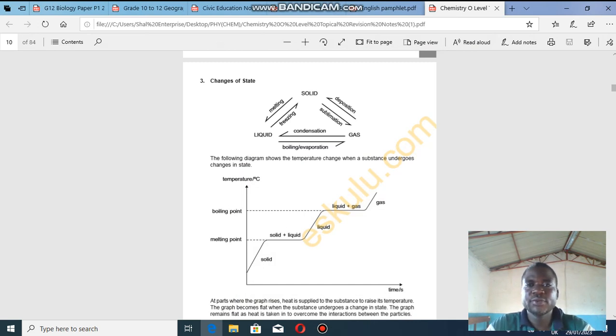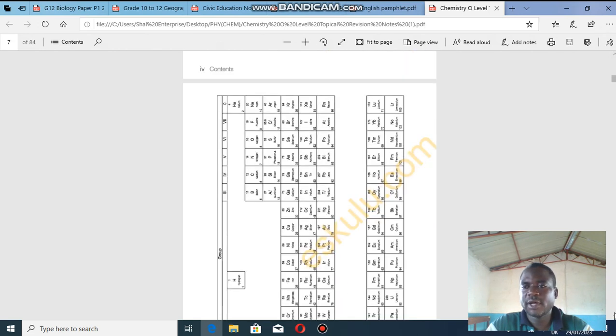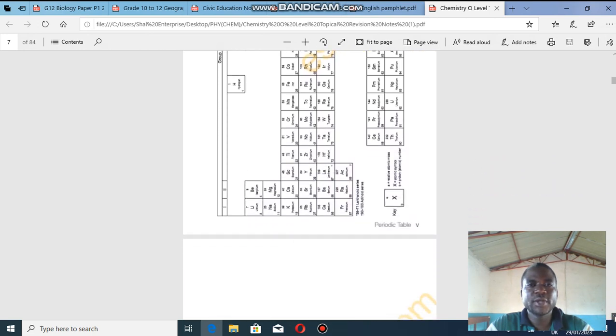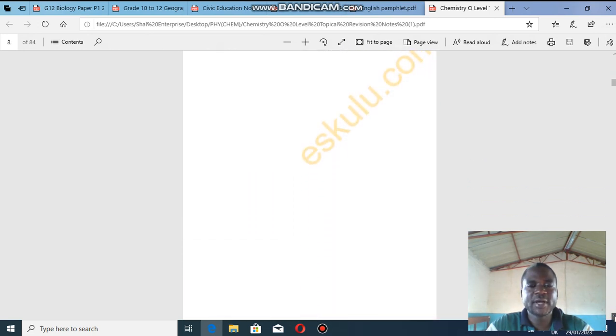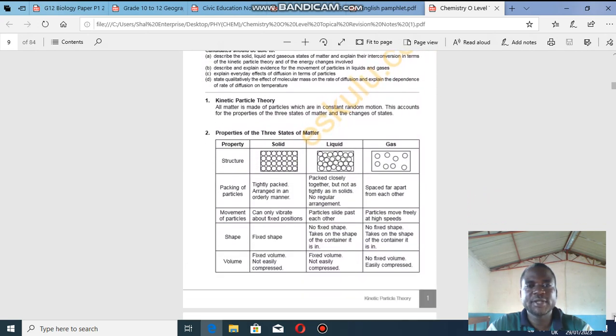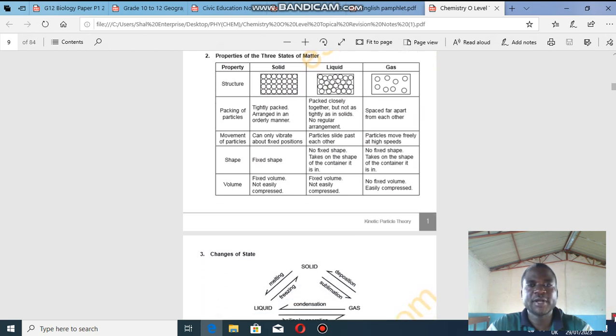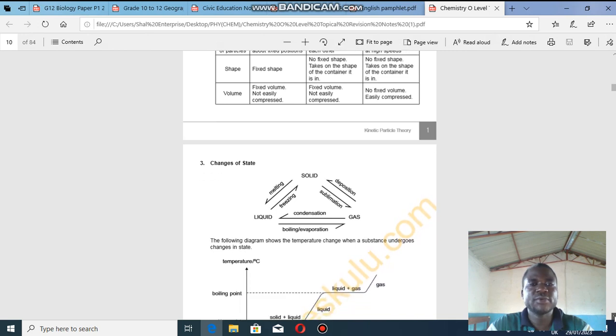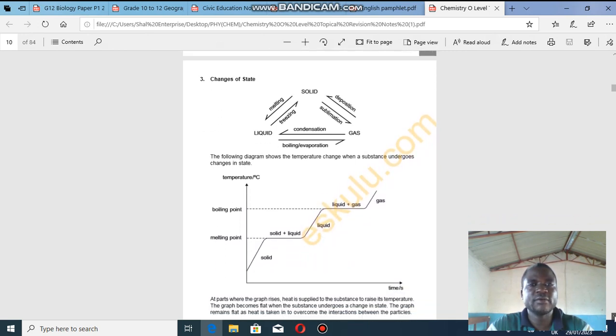So today we want to look at the cooling curve and the heating curve. In the previous lesson, we were talking about the kinetic theory of matter. We talked about the three states of matter in terms of their properties or characteristics: structure, arrangement, movement, shape, and volume. And we talked about the interconversion of substances from liquid to solid, solid to liquid, liquid to gas, gas to solid, and solid to gas, and vice versa.